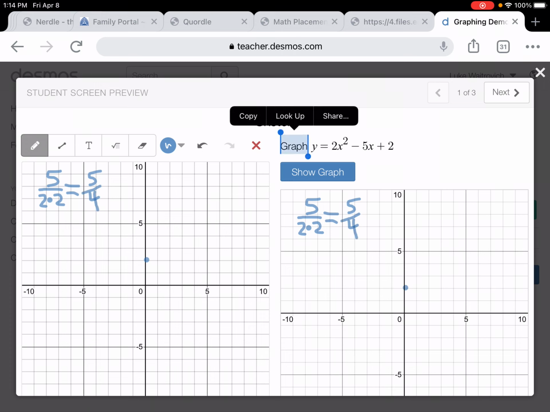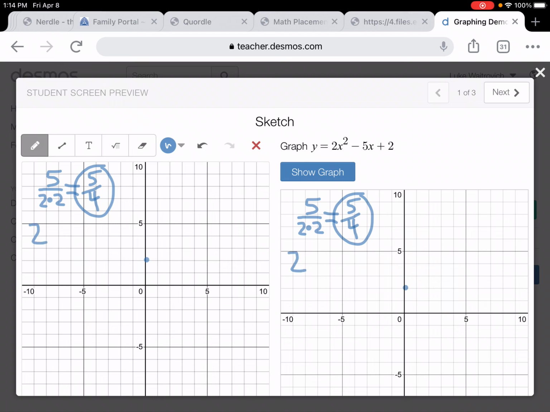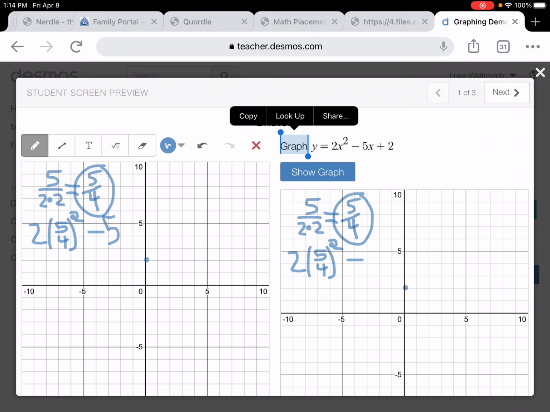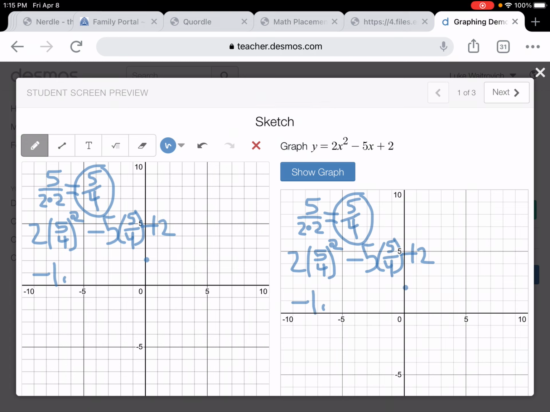Now, what I do with this is I'm going to take this value and put it back into my function. And so that's the 2x squared minus 5x plus 2. And so that's going to be 2 times 5 over 4 squared, minus 5 over 4, plus 2. Now, I've already crunched the numbers off to the side, and I found out that that ends up giving me negative 1.25.